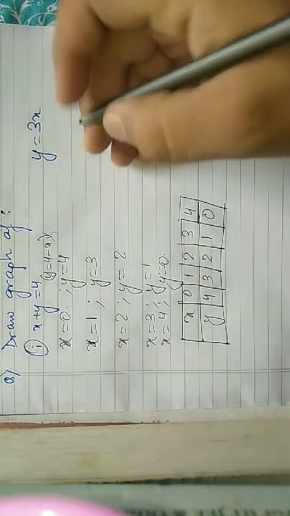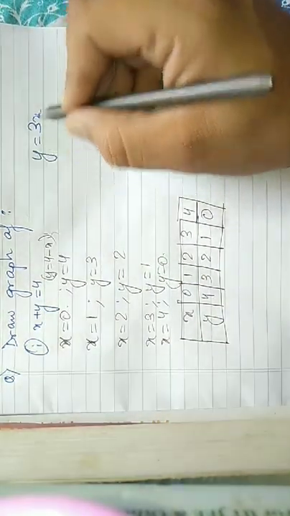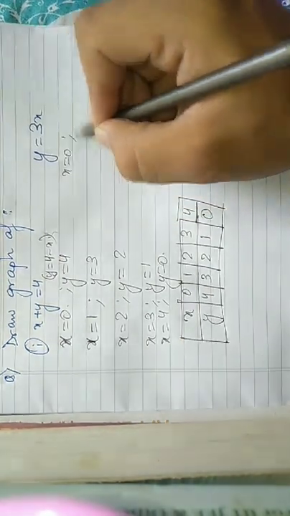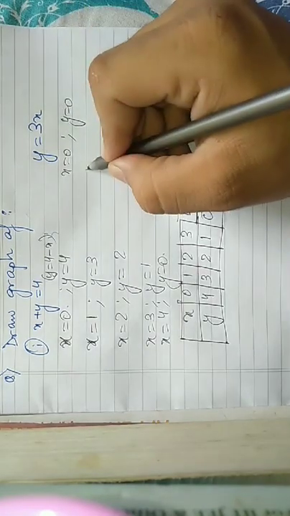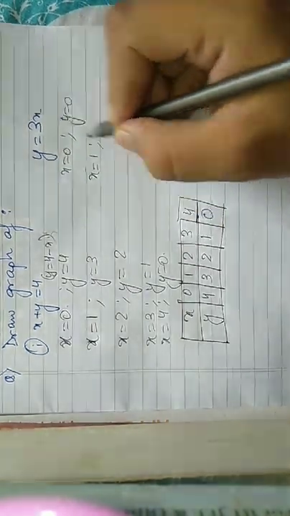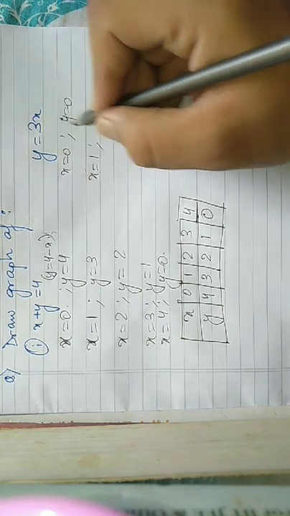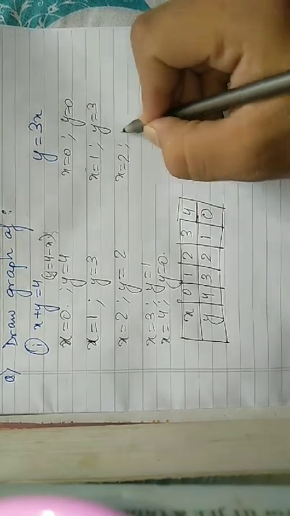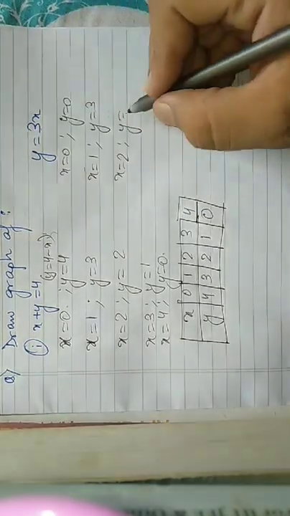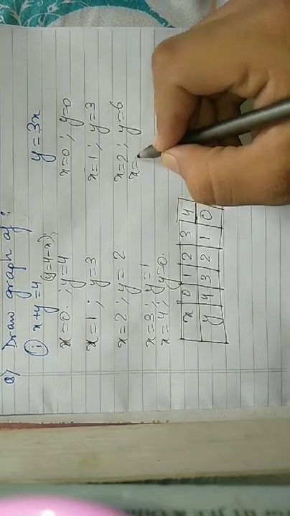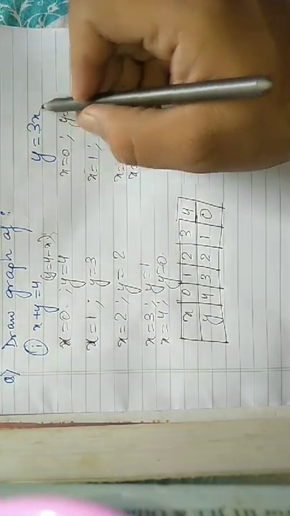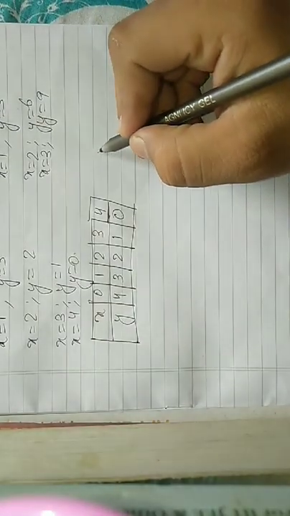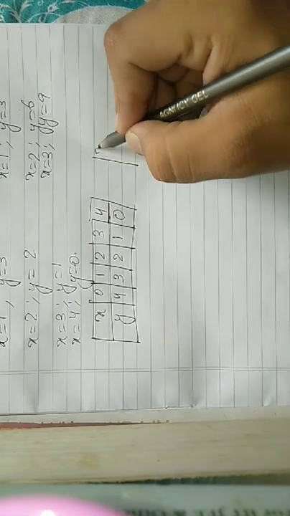So y is dependent on x, correct? Y is equal to 3x. So let x equal to 0. So y is equal to 0, correct? X is equal to 1, let's take. So what will be the value of y? 3 into 1 gives you 3. Y is equal to 3. Again, x equal to 2 I'll take. So y is equal to 3 into 2, which gives you 6. X equal to 3 I'll take. So y is equal to 3 into 3, that gives you 9. Okay, so I'll put them into the box. X, y.